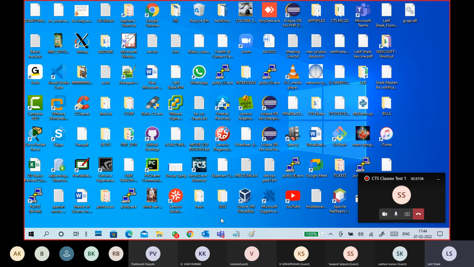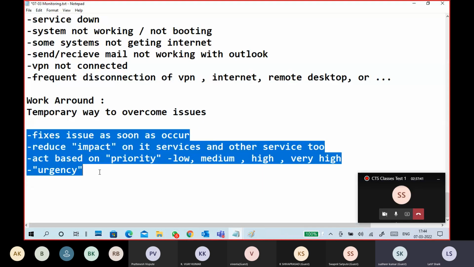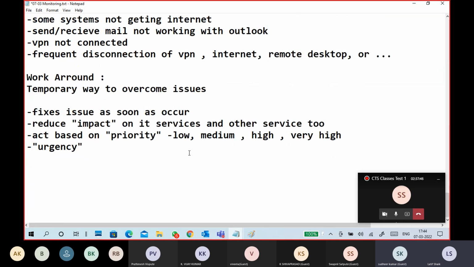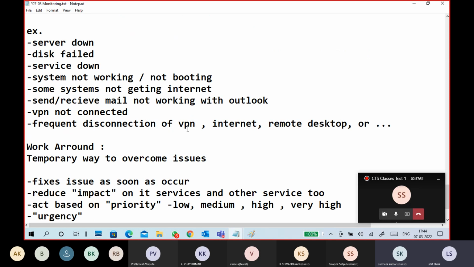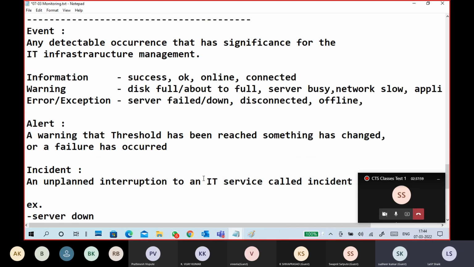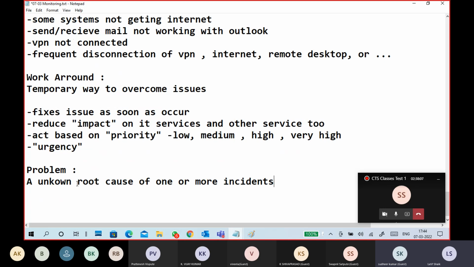This much of headaches. Guys, understand this one, right? So, incident. Guys, one more important thing: anything that happens, server down, service down, anything that happens is an incident only. There are no problems. Problems won't occur directly.